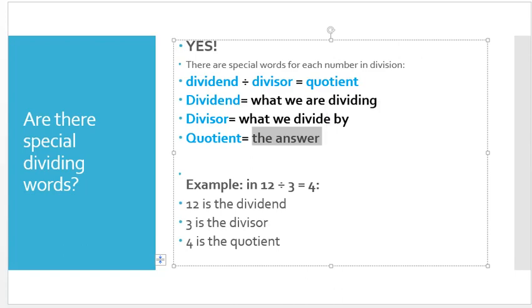All right, so just to run through those with you, here is a division sentence. So we have 12 divided by 3 equals 4. So 12 is what we are dividing, which is the dividend. 3, okay, is the divisor because that is what we are dividing by. So we are dividing this number 12 by 3, and 4 is the answer or the quotient.